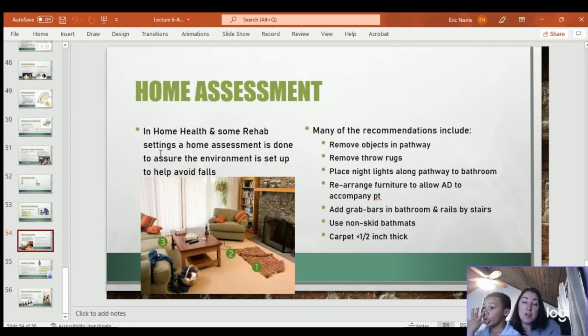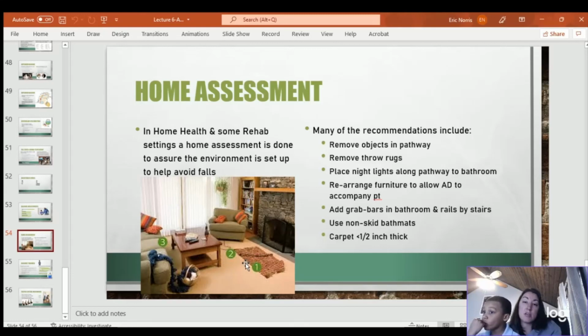Especially in home health, but also in some rehab settings, the home environment is typically assessed by the PTs. So you go and you look at what changes do we need to make to help the patient avoid falling. Many of the recommendations are to remove objects in the pathway. For example, if somebody had a walker, they could not successfully walk and sit on the couch with this coffee table here, so moving that. Removing throw rugs because they are a trip hazard.